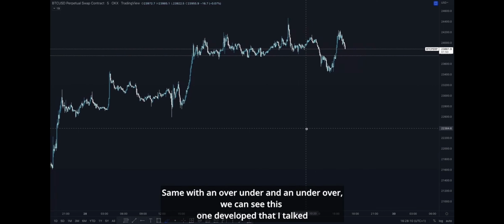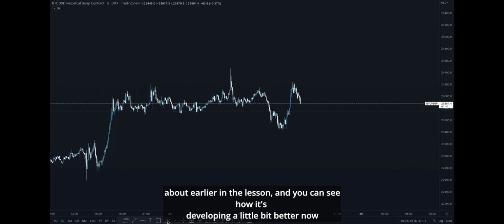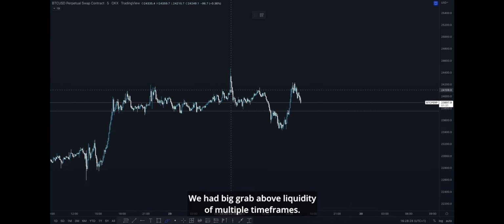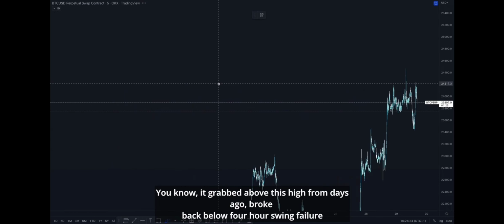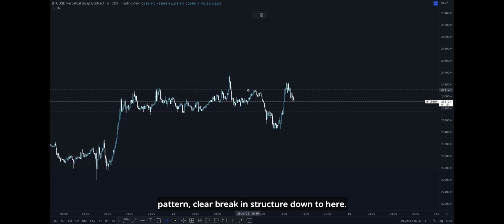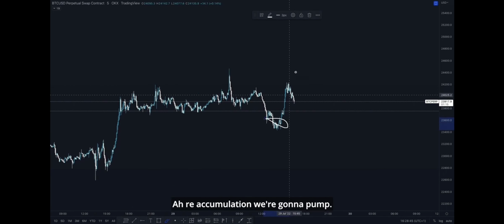Same with an over-under and an under-over. You can see this one develop that I talked about earlier in the lesson. And you can see how it's developing a little bit better now because people just see what they want to see in crypto, which is bull only, no bearishness. We had a big grab above liquidity of multiple time frames. It grabbed above this high from days ago, broke back below, a 4-hour swing failure pattern, clear break in structure down to here. And what does everyone say? Reaccumulation, we're going to pump.